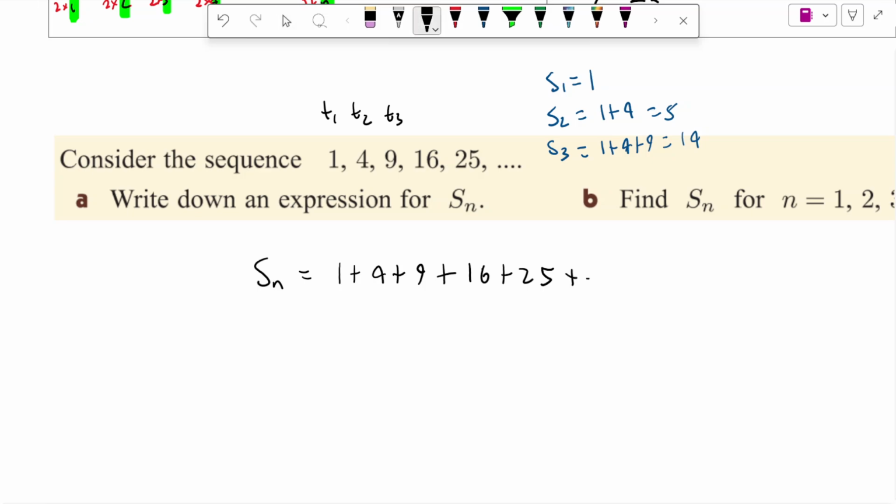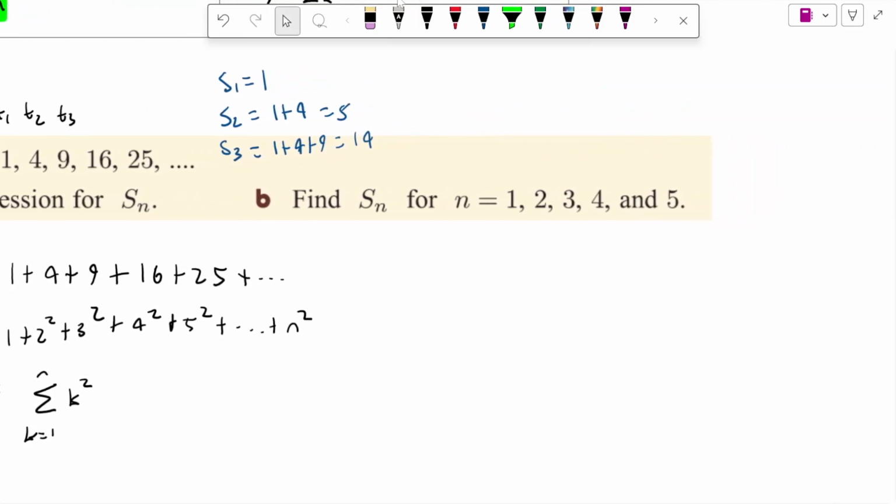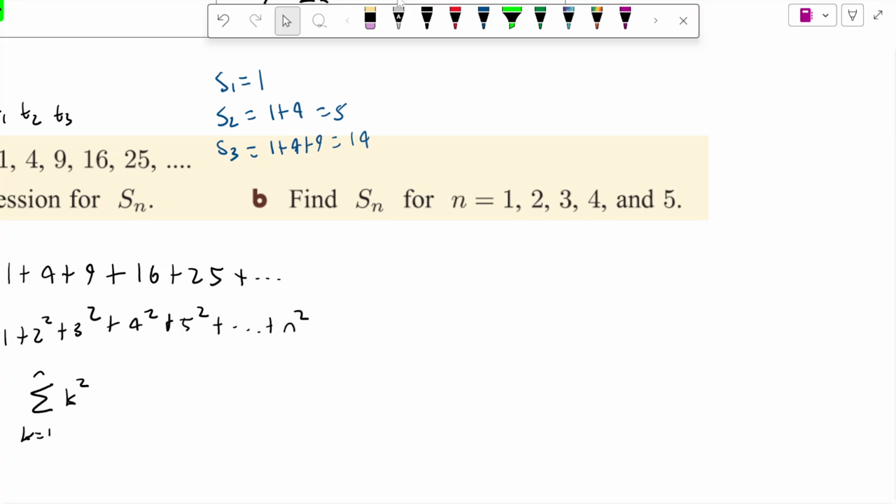Anyway, this is written like that. But for Sn, we can write this as 1 plus 2 squared plus 3 squared plus 4 squared plus 5 squared plus, and it would go up to n squared, just like so. And then we can write that in sum notation. So k is 1 to n of k squared. Cool. So if we want, we can evaluate this for n equals 1, 2, 3, 4, 5.